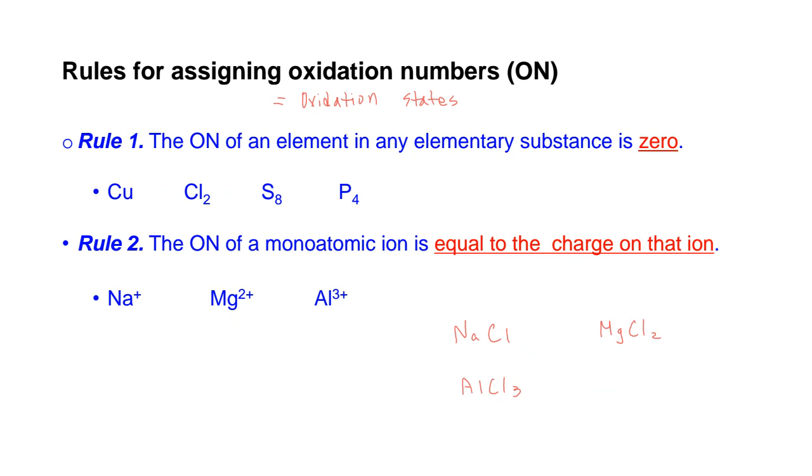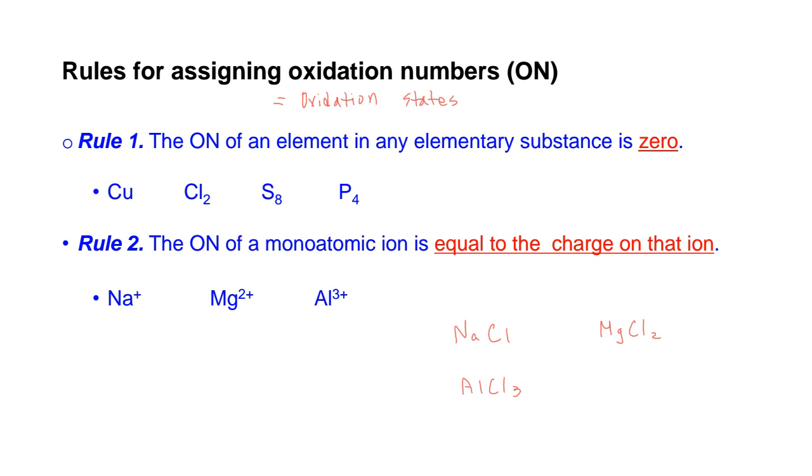So now I will discuss the rules for assigning the oxidation numbers or oxidation states of atoms in a molecule or a compound. Rule number one just states that the oxidation number of an atom of the element in any elementary substance will be 0.